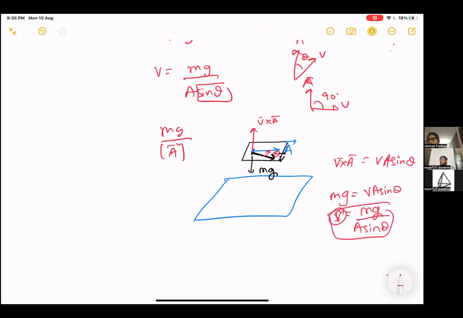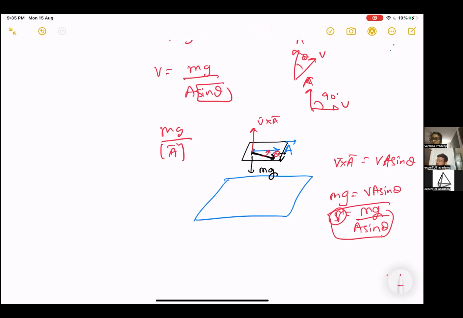And for minimum V, the sin theta should be maximum, which is 1. Theta is 90, okay? V equals mg by A sin theta. So we need minimum V, so we take the maximum denominator.